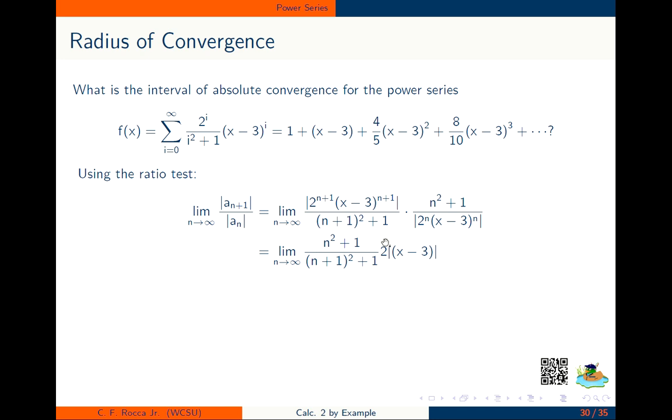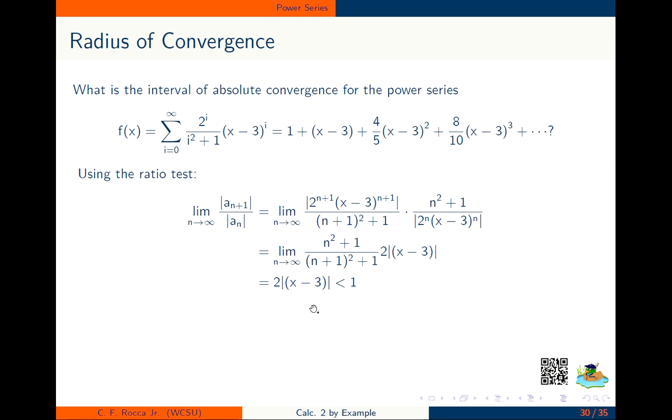Now, as we take the limit as n goes to infinity, the 2 and the x minus 3 don't go anywhere because there aren't any n's. And if we look at this rational expression, I have a quadratic divided by another quadratic, and so the limit is just going to be the ratio of their leading coefficients. In this case, that'll be 1 divided by 1, and that's 1. So when I take the limit as n goes to infinity, I'm just left with 2 times the absolute value of x minus 3.